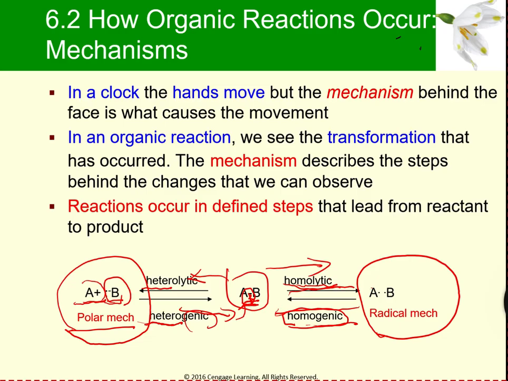Generally, most organic reactions we see in a cell or in living materials involve polar mechanisms rather than radical mechanisms. However, the radical mechanism is simpler to understand than the polar mechanism, right?